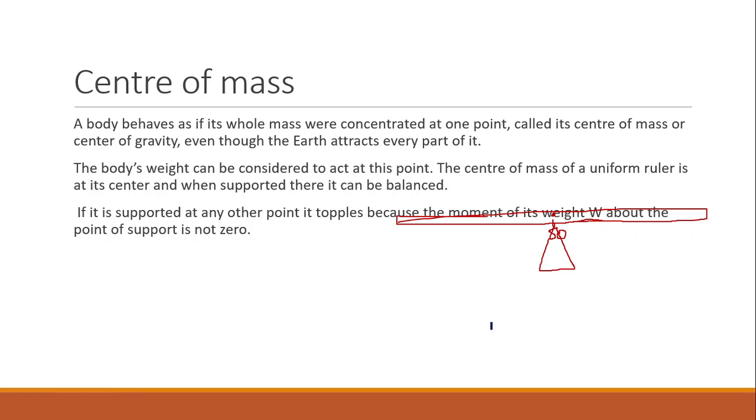Okay, so here we go. This is a ruler. This is the 50 centimeter mark. We know that at this 50 centimeter mark, weight acts on it, right? Because that is the center of mass, because center of mass is that point where the weight appears to act.